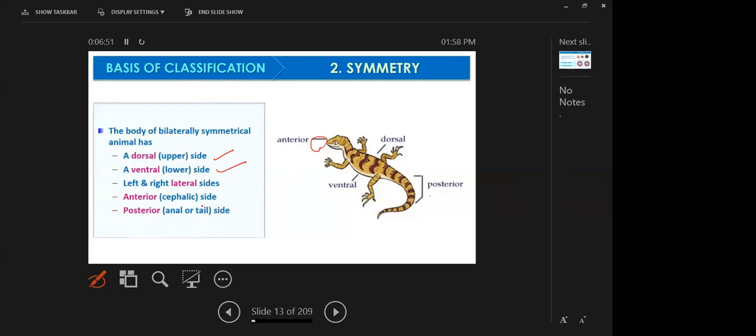Usually in the front end of the body, what is there? Cephalic side. It is called the cephalic side. Cephalo means head. Okay. So this is the posterior end and it is the tail end or anal end.